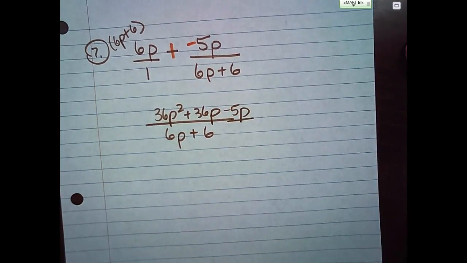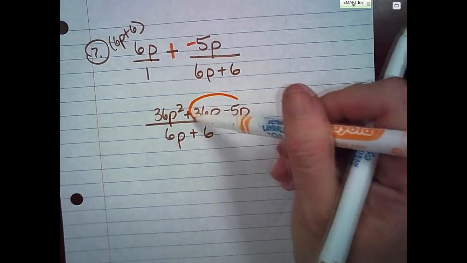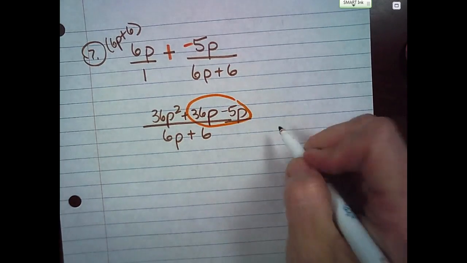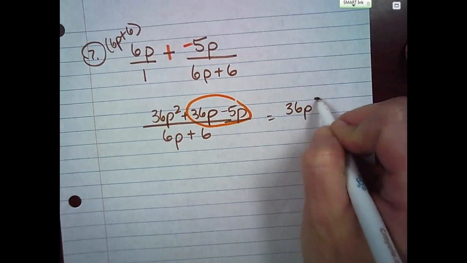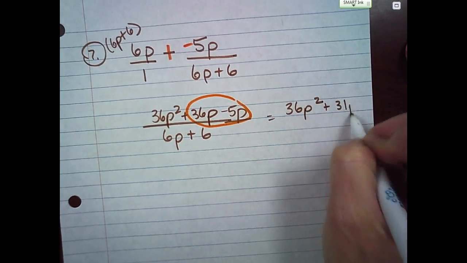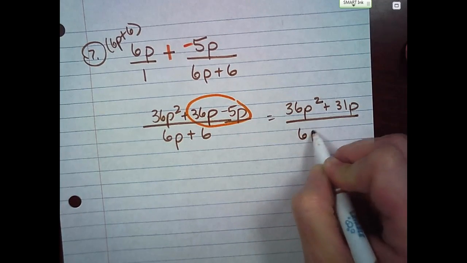Okay, can I clean up the top at all? Is there anything I can put together? These match. Yep, they are like terms. So you end up with 36p squared plus 31p over 6p plus 6.